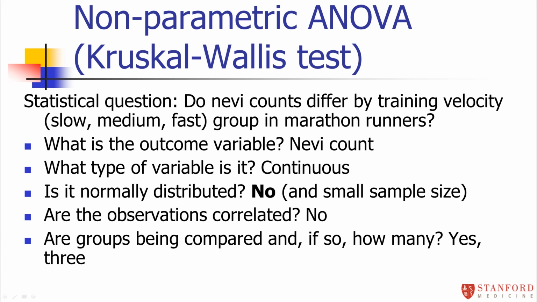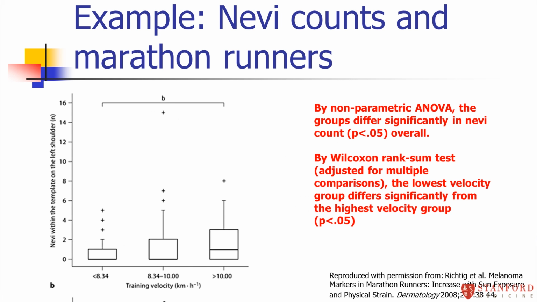I have 3 independent groups. I have groups being compared. It's not 2 groups being compared, it's 3 groups being compared, so that leads me to want to do the non-parametric ANOVA, which is called the Kruskal-Wallis test. When that non-parametric ANOVA is run, again, it's basically the same logistics as the Wilcoxon rank sum test, so I'm not going to go into it in any great detail.